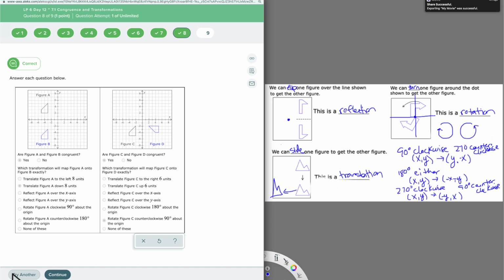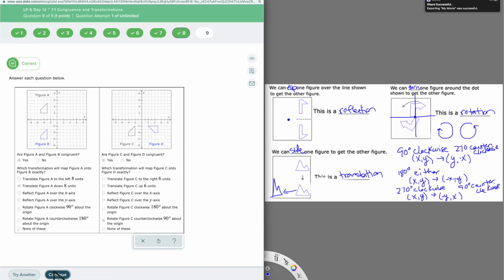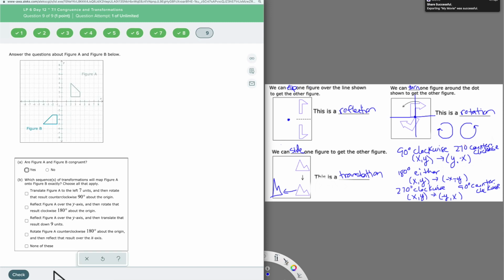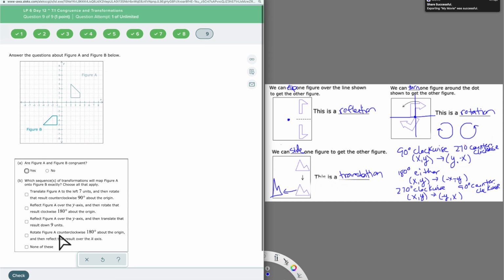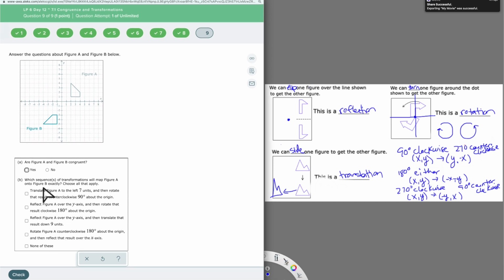Let's see. Okay, so answer the questions about figure A and figure B. So we need to figure out, are they congruent? So it's the same exact question, actually, as the last one. We're just doing it for one. But they may have more than one option.